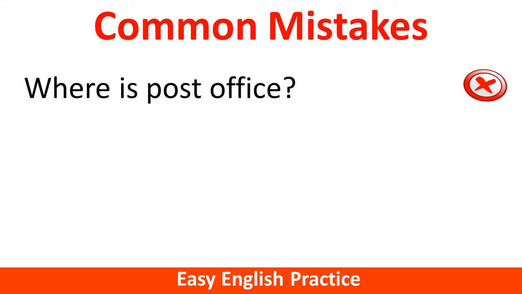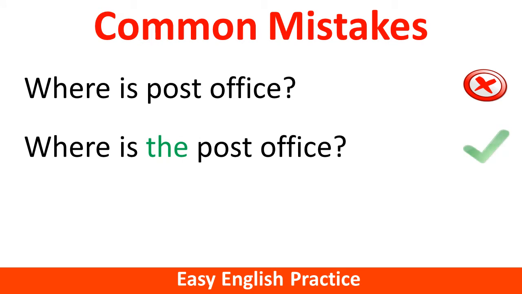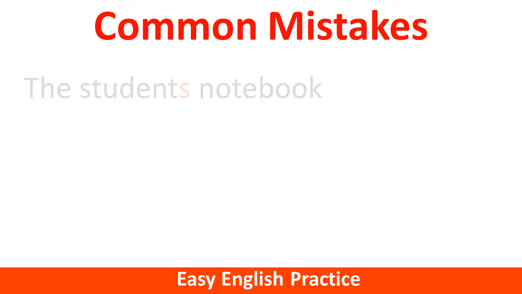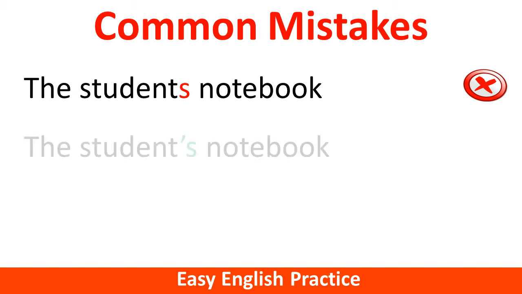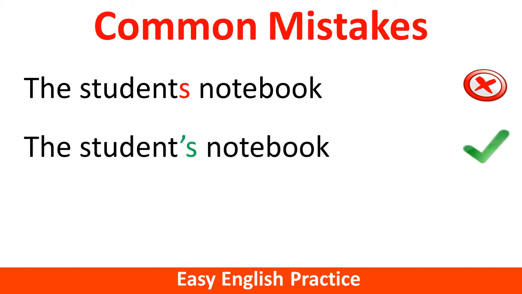Where is post office? The correction is where is the post office? We use the to refer to a particular noun. The student's notebook. The correction is the students' notebook. When we are talking about possession, you have to put an apostrophe before the s. This sentence means the notebook belongs to the students, or the students own the notebook.